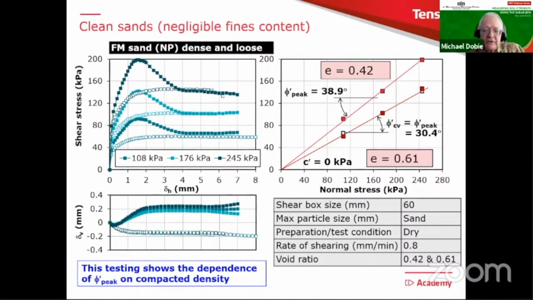So you could imagine at a range of, in this case, the density is given by its void ratio, but at a range of void ratios between 0.42 and 0.61, you could have a significant range of phi peak values. So if you're using this sand to build a structure, you've got to be very confident about the likely compacted condition when you choose the phi value for design.